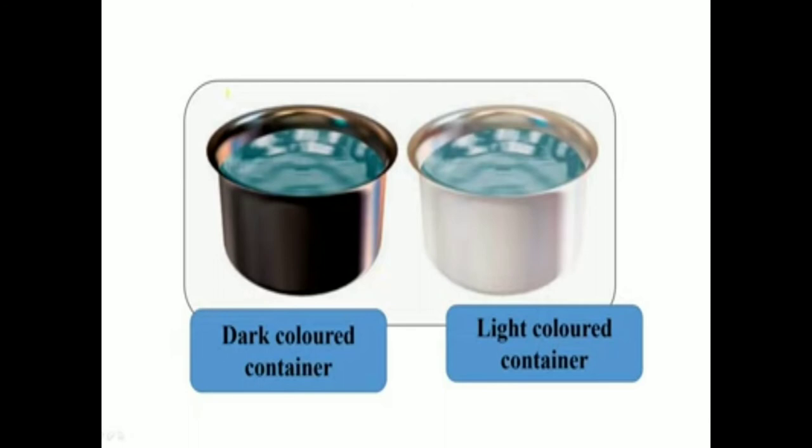The dark surfaces absorb more heat and therefore we feel comfortable with dark colored clothes in the winter. The light colored clothes reflect most of the heat that falls on them and therefore we feel more comfortable wearing them in the summer.